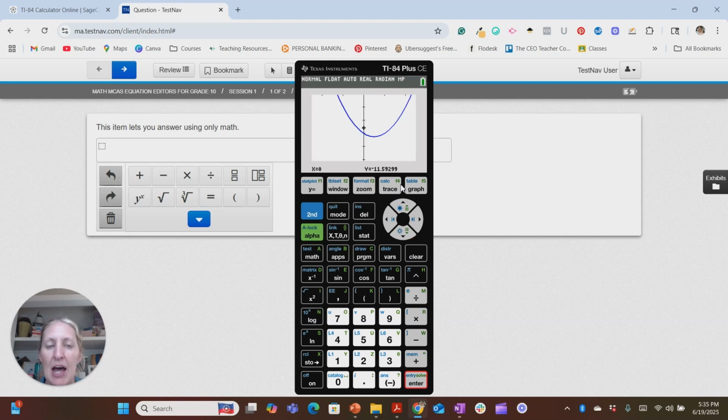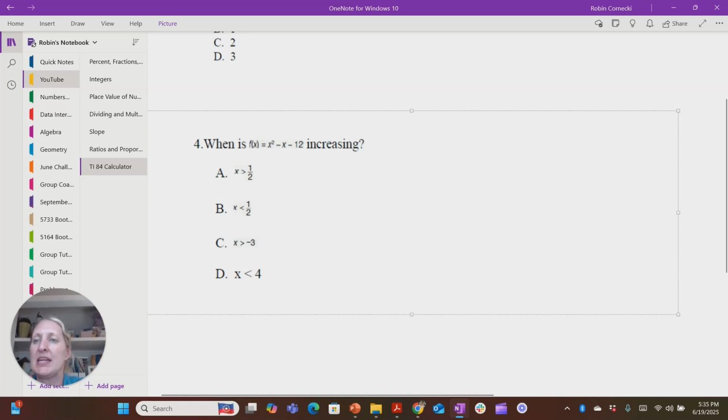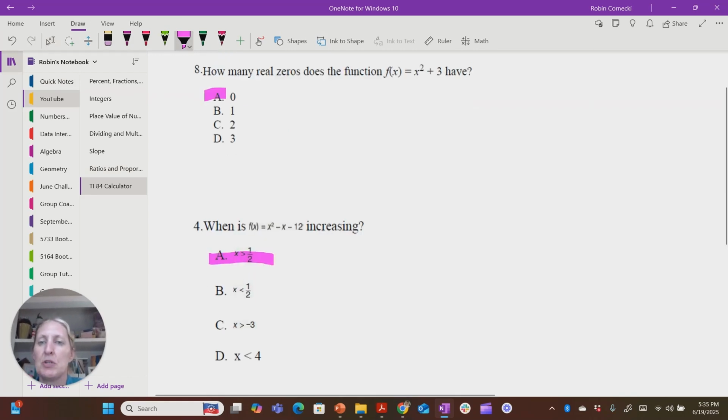So my question's asking where it's increasing. So I'm going to go to the trace feature, and this is going to follow along the line of my function so that I can physically see where I'm at on my graph. And the question asks, when is it increasing? So if I go back to my choices, I have x is greater than 1/2, x is less than 1/2, x is greater than -3, and x is less than 4. So we would choose A as our answer, and I forgot to highlight the one above too, which would have been the 0.